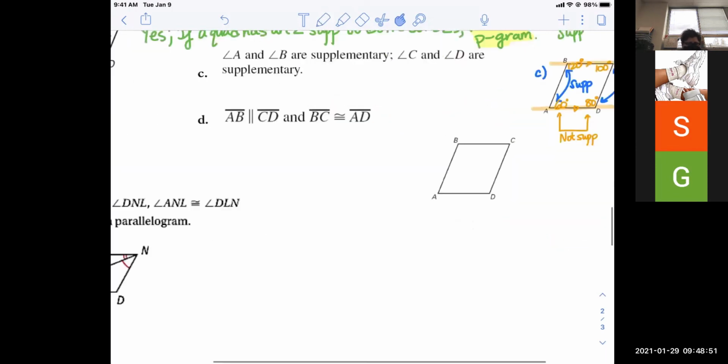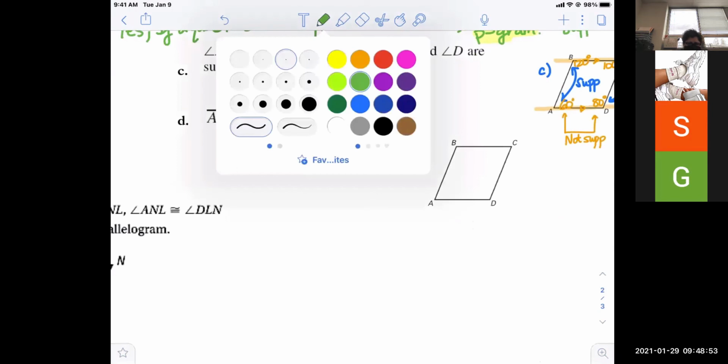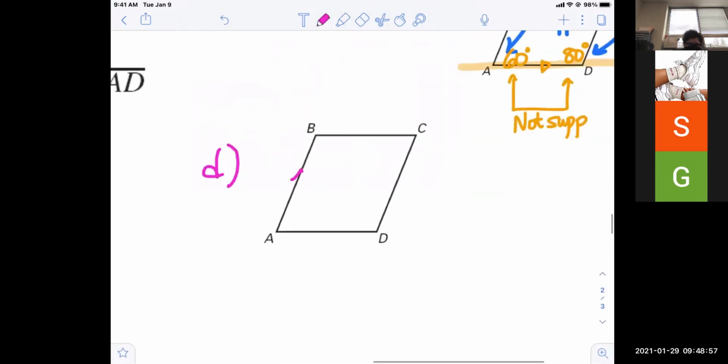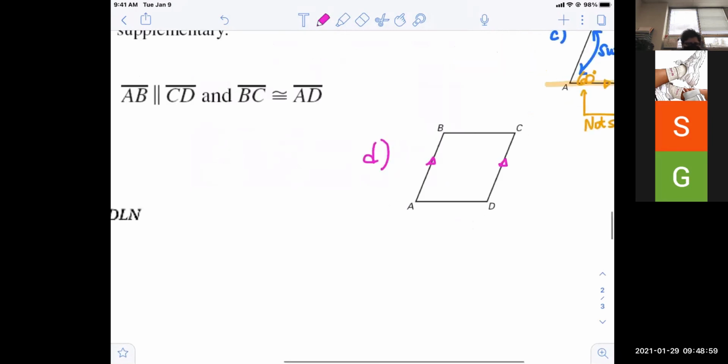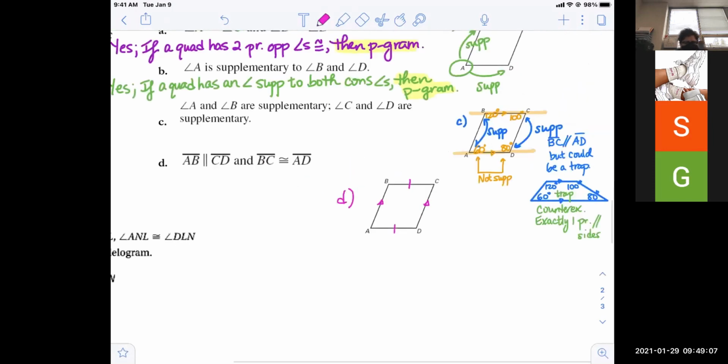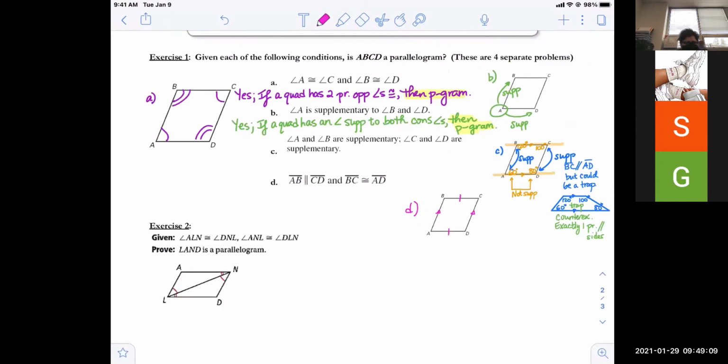Okay, and then the last one, D, says that segment AB is parallel to CD and segment BC is congruent to segment AD. Okay, so does that correspond to any of these methods up here?